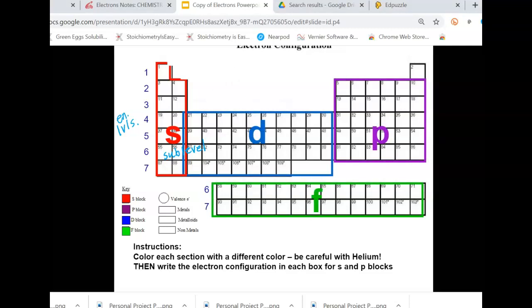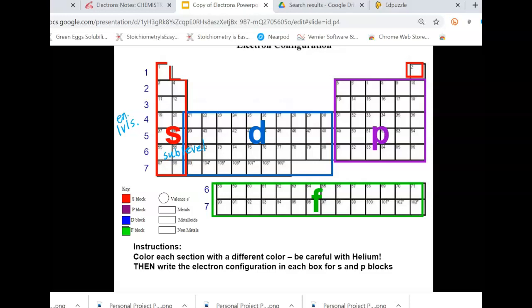Do you notice already that helium is not currently outlined in a color? And that is because helium's electrons are considered to be part of the S sublevel. So that means helium, while I know it is a noble gas, has its electrons found on the S sublevel.